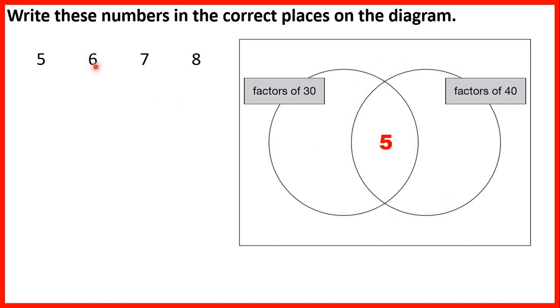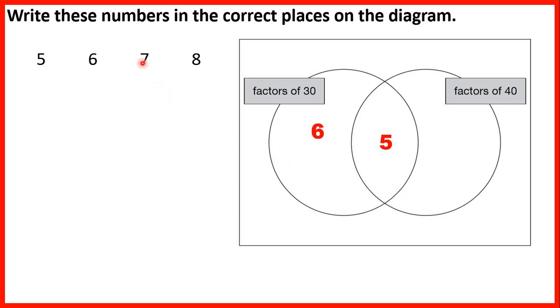Now let's look at the number 6. 6 is a factor of 30 because 30 is in the 6 times table. But 6 is not a factor of 40 because 40 is not in the 6 times table. If we divide 40 by 6, we'll get a remainder. So 6 needs to be written in this section here to show that it's a factor of 30, but it's not a factor of 40.